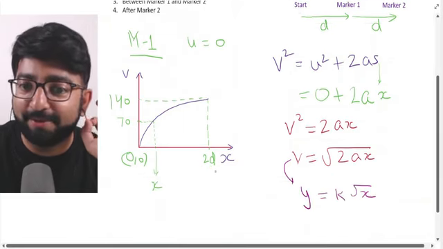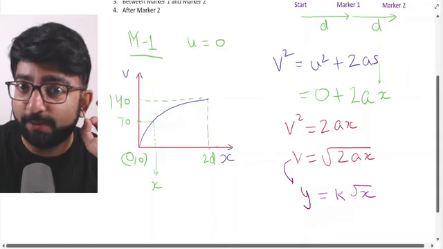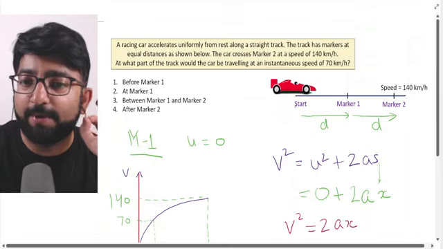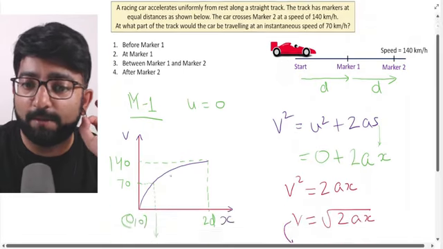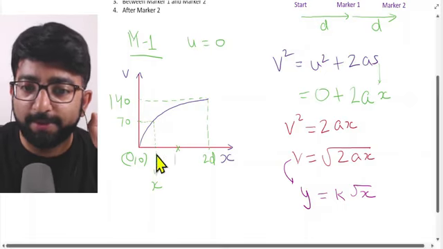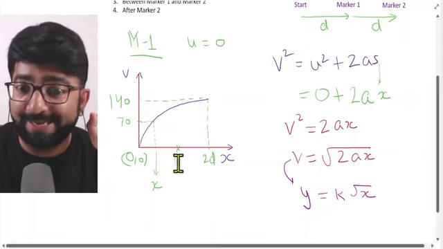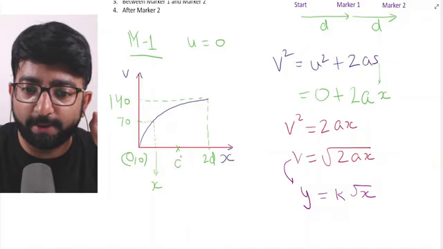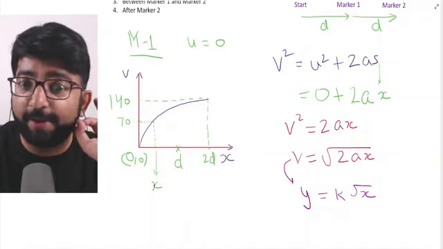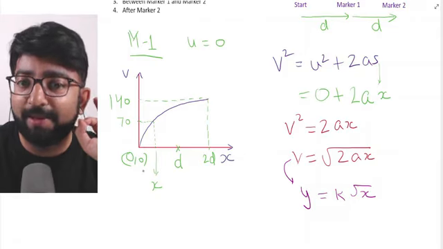And now going back to the graph, if 2d was the total displacement at marker 2, so d is the distance traveled by the car when it is crossing marker 1. Mark the midpoint of 2d over here. So total distance was 2d. So small d will be over here. So let's write down d. From this figure, you can clearly deduce that the value of x which we require is clearly less than d.